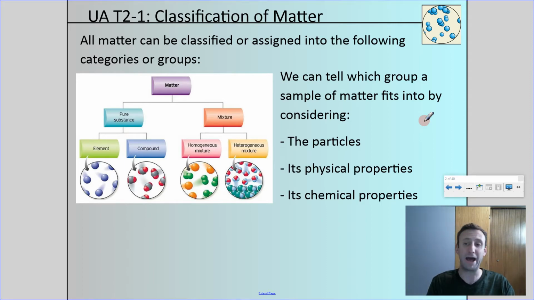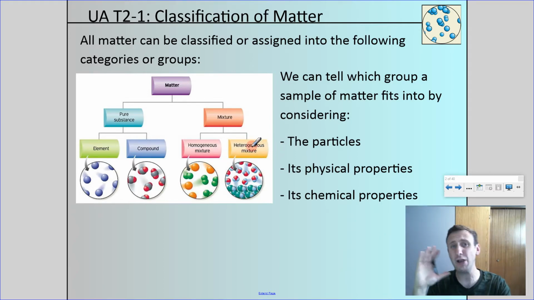First of all, matter, doesn't matter what it is. If we have a sample of matter, we can classify it or assign it into one of the following categories or groups. So if I take a look at the diagram, I can take any sample of matter and say whether it is a pure substance or a mixture. If it's a pure substance, I can further classify it as either an element or a compound. Or if it's a mixture, I can say whether it's a homogeneous mixture or a heterogeneous mixture.